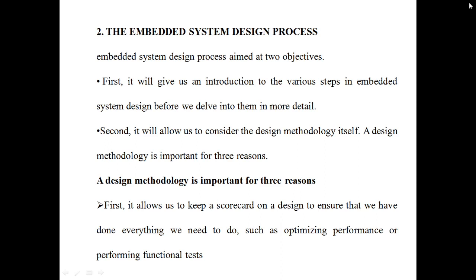So first, we mainly achieve our design process. Then only can we go for the hardware design. The embedded system design process is aimed at two objectives. The first is an introduction to the various steps in embedded system design. We have a lot of design sectors, so we need to decide which kind of things to take for the particular device we have to develop. We have to choose the correct design manner. Then only can we achieve our design efficiently.